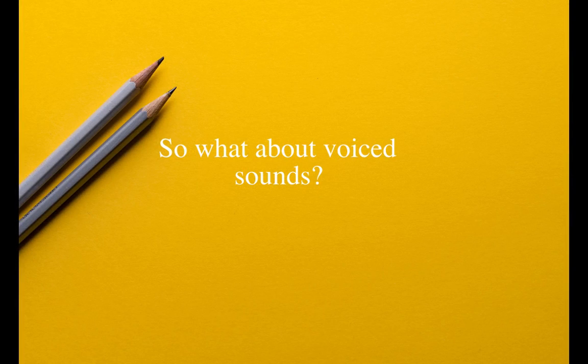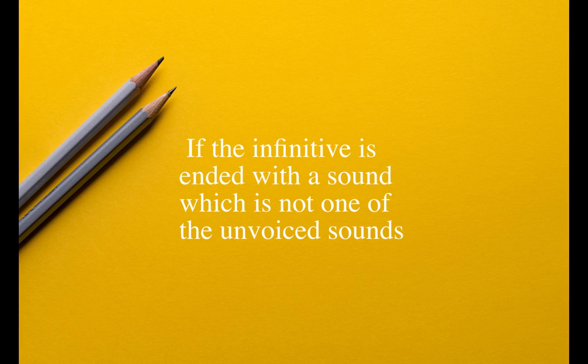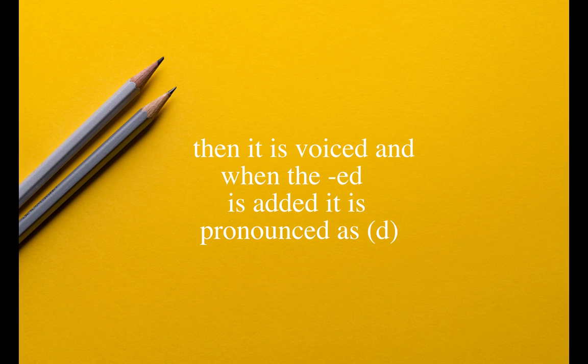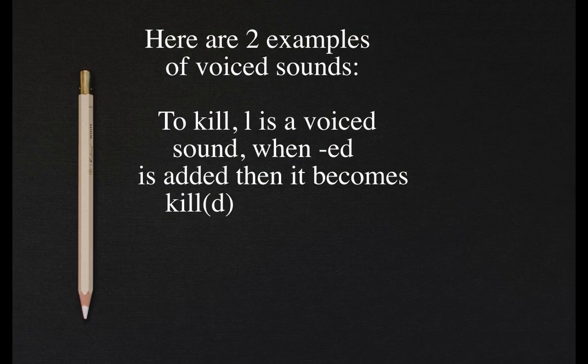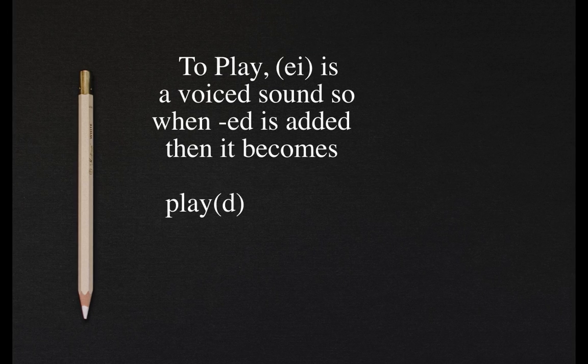So what about voiced sounds? If the infinitive ends with a sound which is not one of the unvoiced sounds, then it is voiced, and when the -ed is added, it is pronounced as d. Here are two examples of voiced sounds. To kill: L is a voiced sound, so when the -ed is added, it becomes killed. To play: A is a voiced sound, so when -ed is added, it becomes played.